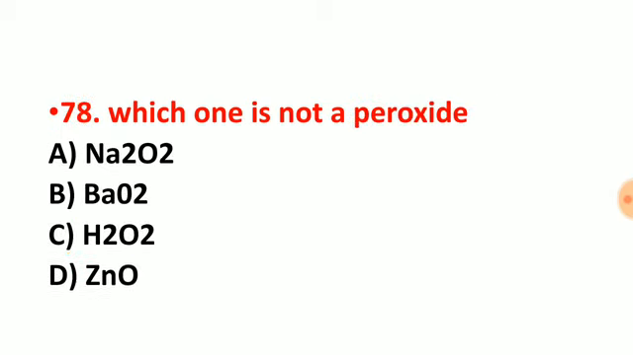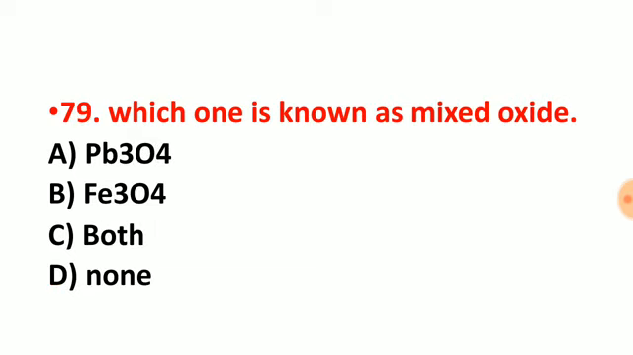Question number 78. Which one is not a peroxide? If you see this, ZnO is not a peroxide, all others are peroxides. Which one is known as a mixed oxide? In this case, both are mixed oxides. They are composed of more oxides, so they are called mixed oxides. In Pb3O4 and Fe3O4, we can take out two FeO and O2.